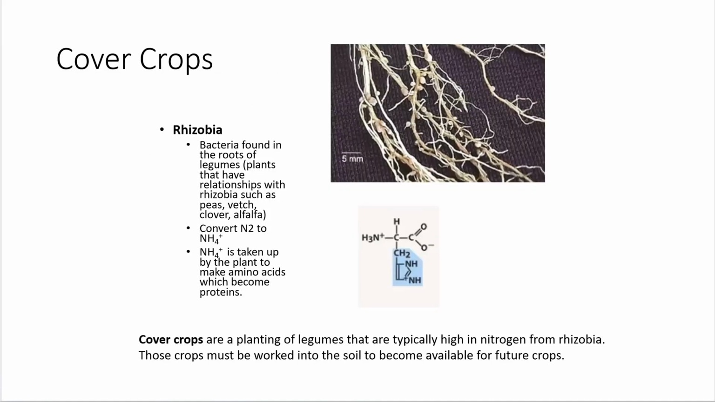N2 is nitrogen that's in air. We have nitrogen in the air we breathe. What rhizobia is capable of doing is converting nitrogen from the air into a nitrogen that a plant can take up. How about that for a relationship? So the NH4 is taken up by the plants to make amino acids, which become proteins.